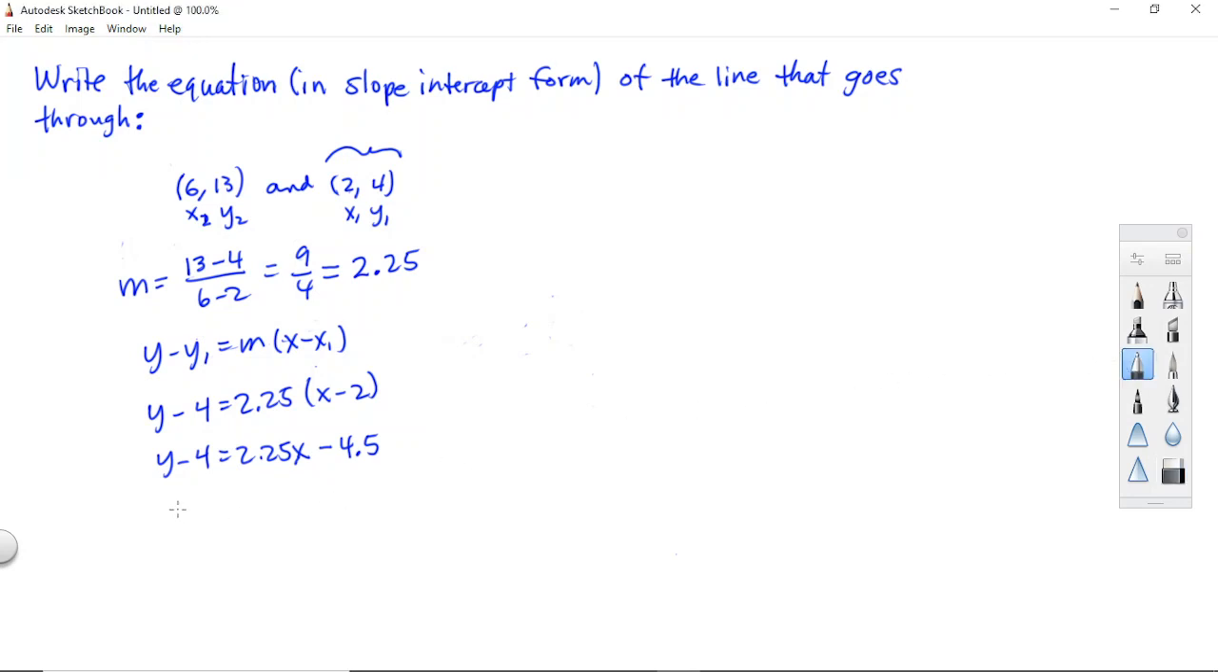So now all we do is add 4 to both sides. And so on the left we get y, and on the right we get 2.25x minus 0.5. And that's it. It is now in slope-intercept form.